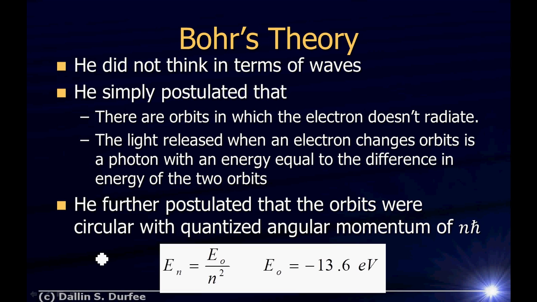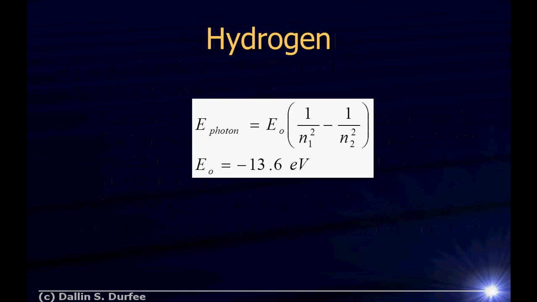All right, so plug in some integer for n, and that's an allowed energy for our hydrogen atom. So our hydrogen atom can't have just any energy, it's got to have one of these allowed energies. All right, so what wavelengths of light can be emitted by hydrogen?